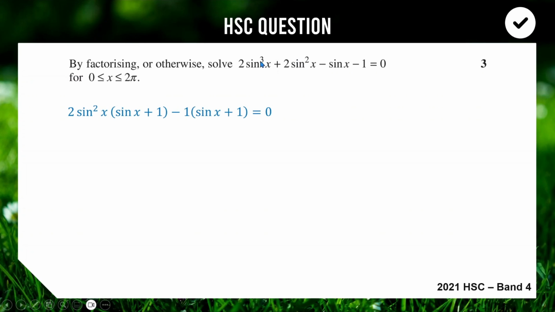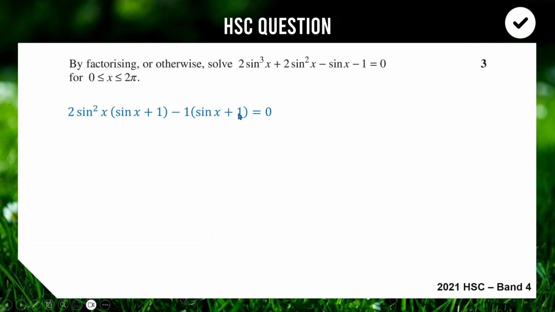So let's do that. Factoring 2 sine squared x out of the front 2 components of the polynomial leaves me with a sine x here and a plus 1 here. Now that's really cool because on the end, I've got a sine x and a 1. If I take the negative out of them and factor that out the front, now what do you know? I've got another sine x plus 1.